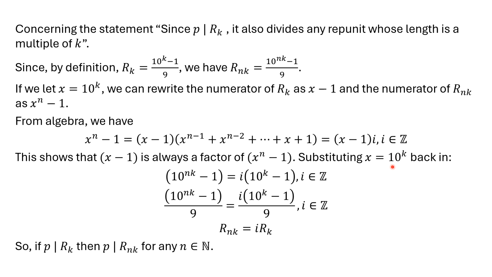Then we substitute back in 10 to the K for X, into here and here, and we get this. Then we divide both sides by 9, just to get it back in this form. And then we have that R sub NK equals I, some integer, times R sub K. So if P divides R sub K, then P divides R sub NK, which is what we wanted to show.